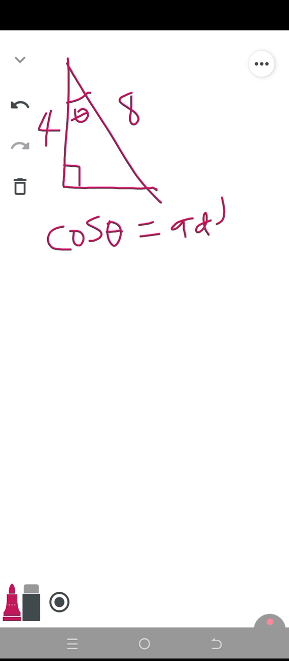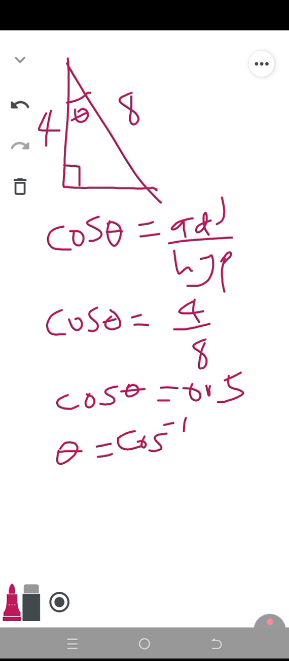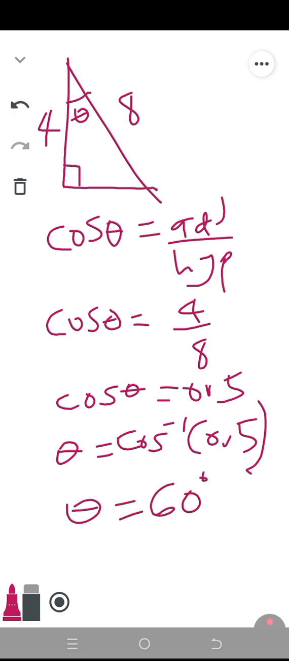Do you get that now? This time we're using cos because we're given adjacent and hypotenuse. So cos theta will be equal to 4 over 8. So cos theta will be equal to 0.5, right? So theta will be cos inverse of 0.5. So theta will be equal to 60 degrees. So that's your theta. That's the angle we are looking for there. It is 60 degrees. Do you get that?